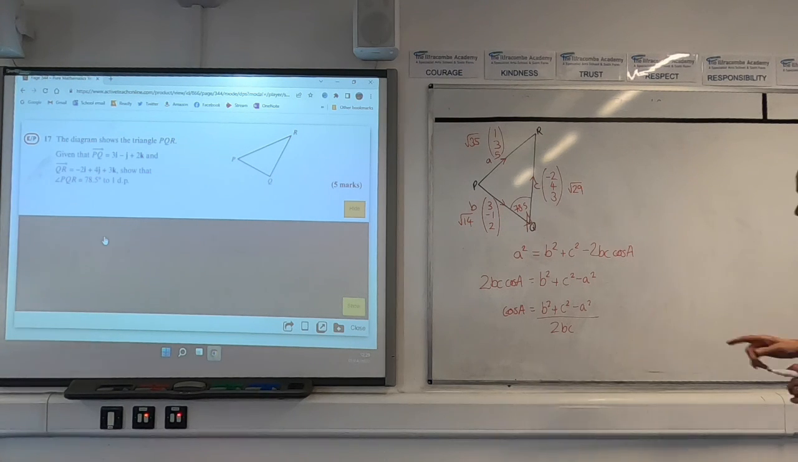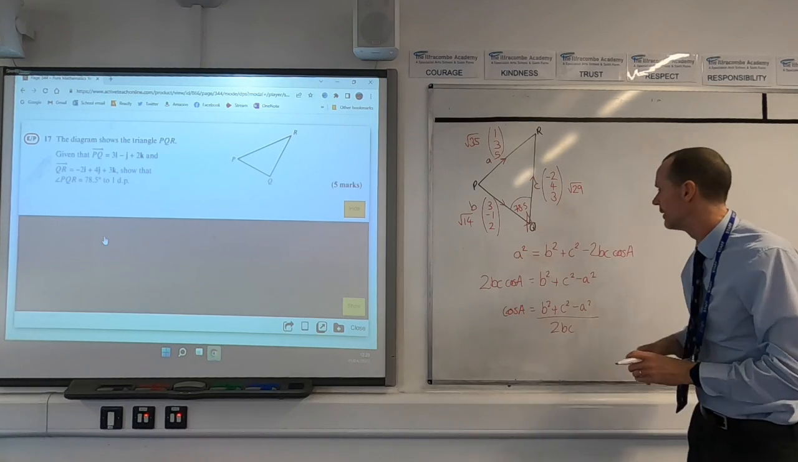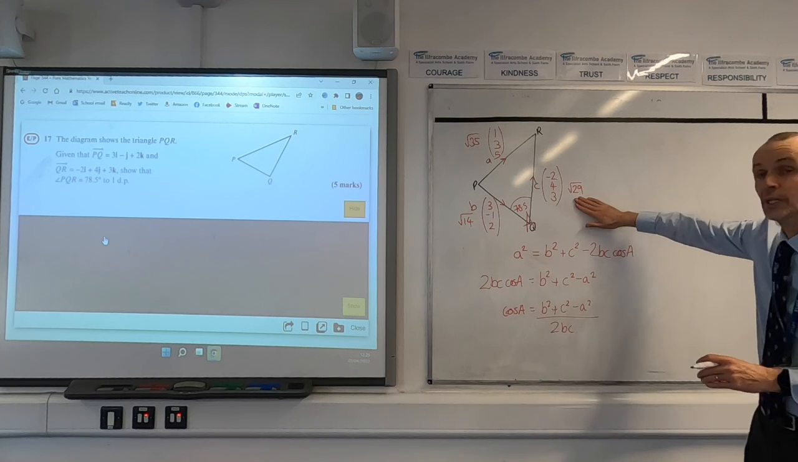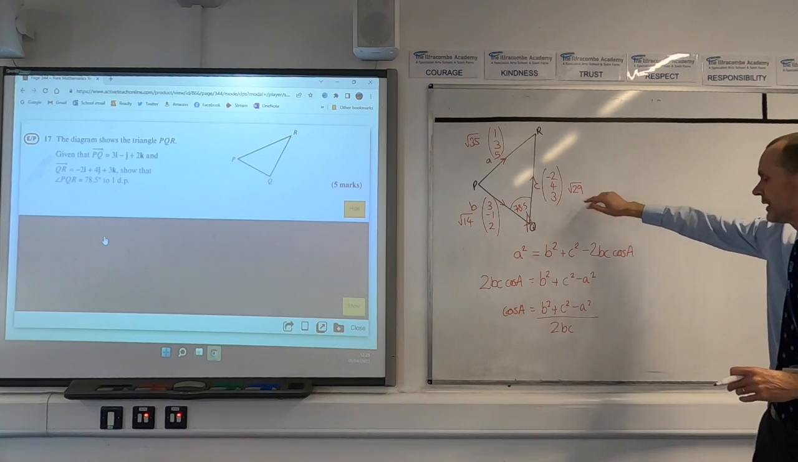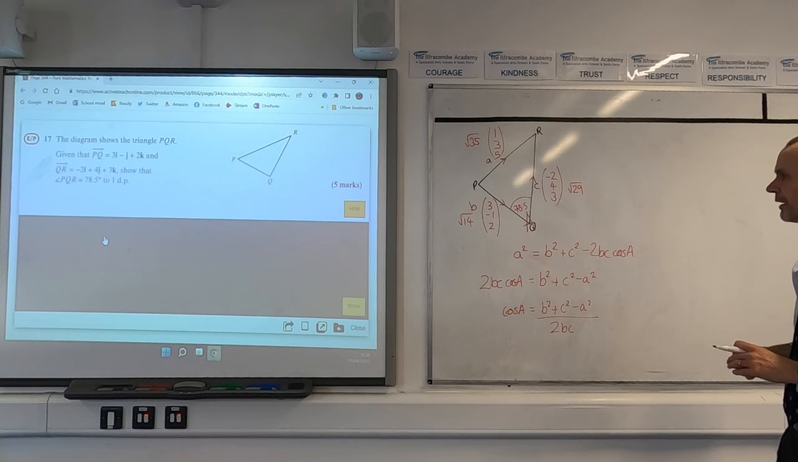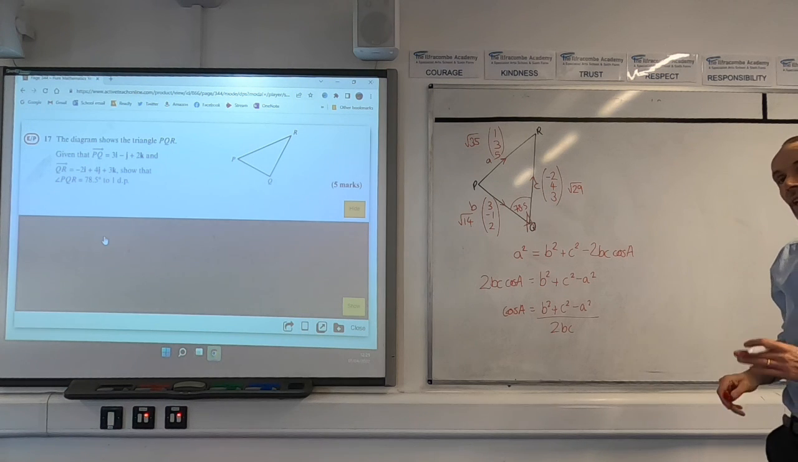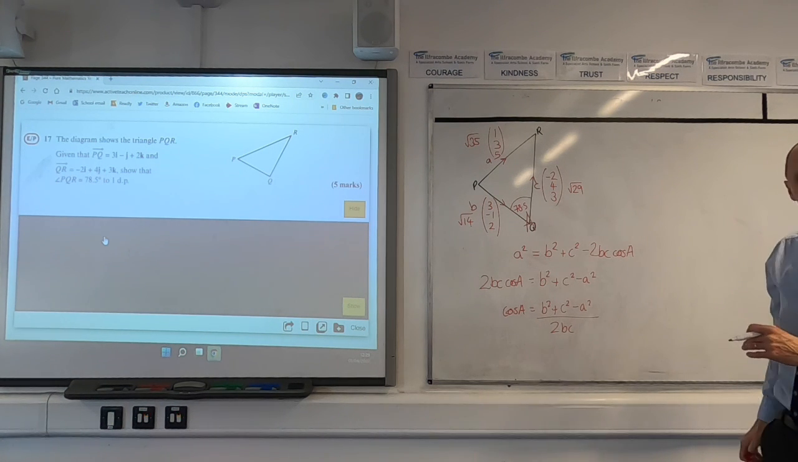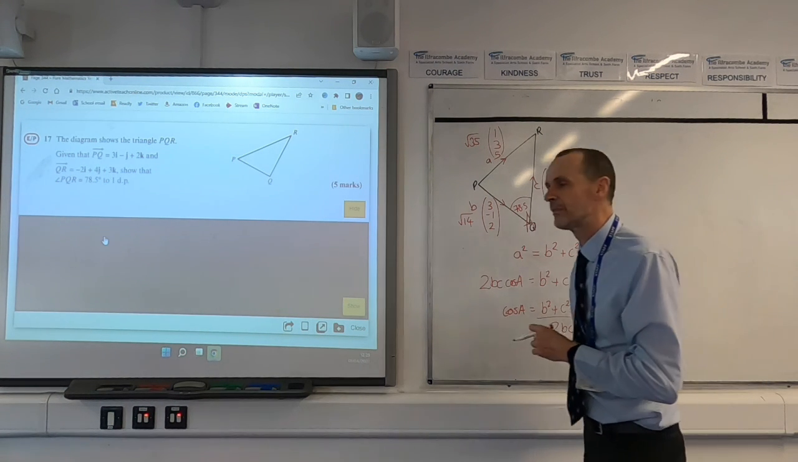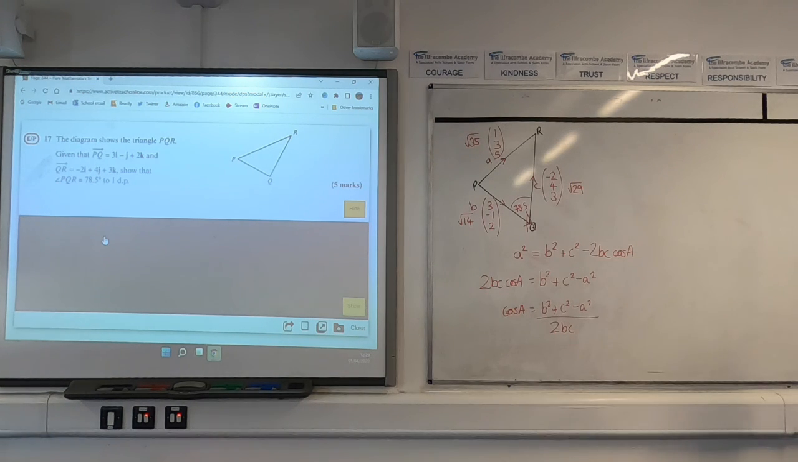So the cos of A is that squared, which is just 14, plus that squared, which is just 29, take away that squared, which is just 35, divided by 2 times the square root of 14 times the square root of 29, and if you shift cos that, you will get 78.5. So we probably haven't got time to do it now, but why don't you leave a little star and remind yourself to go back and finish that question off.